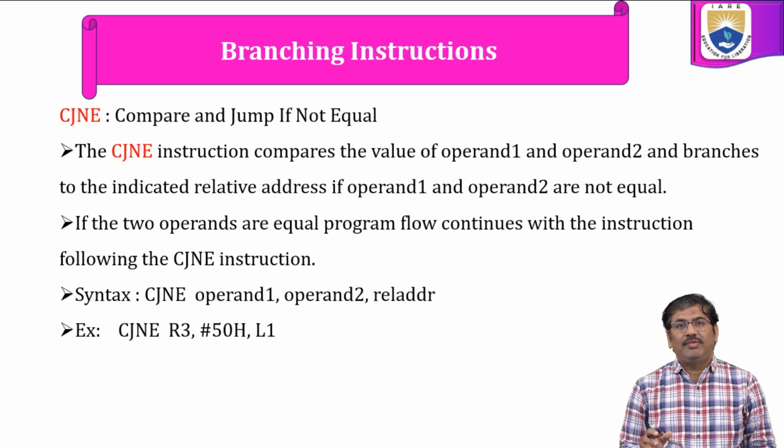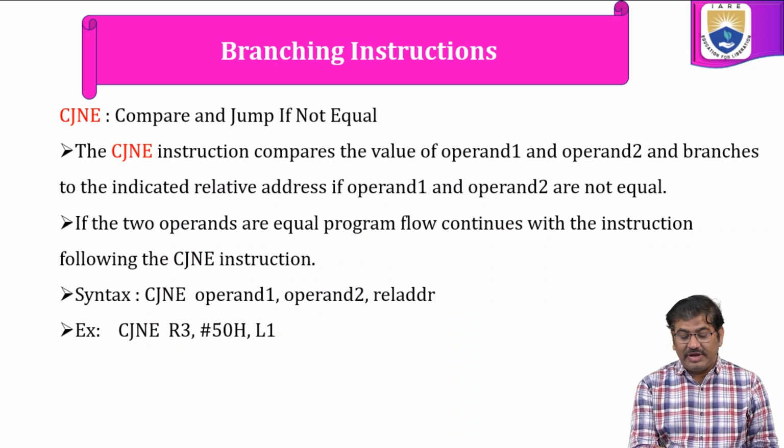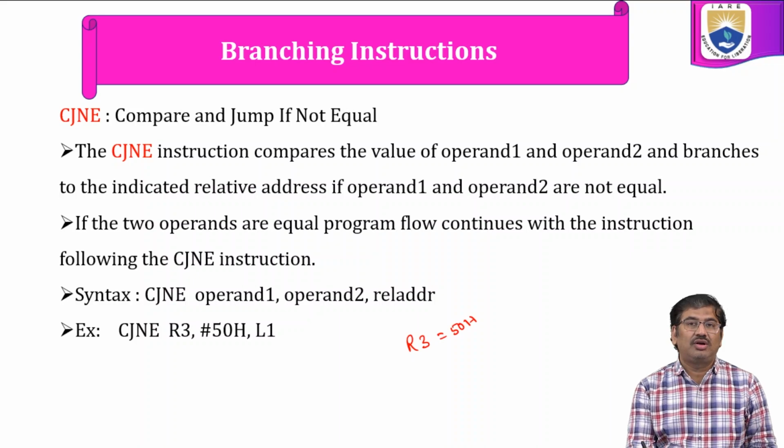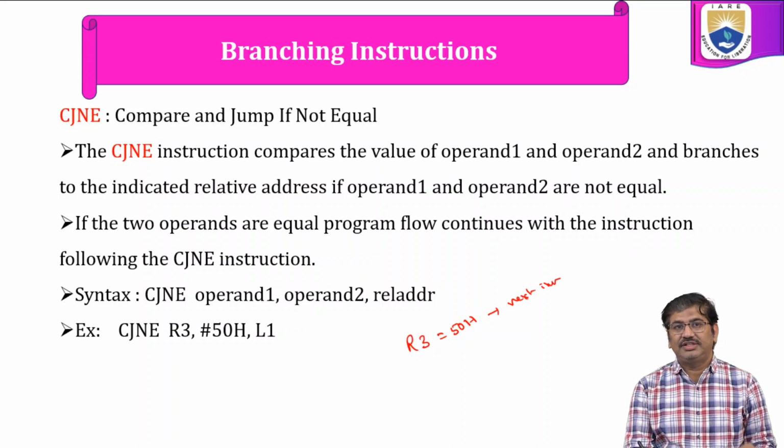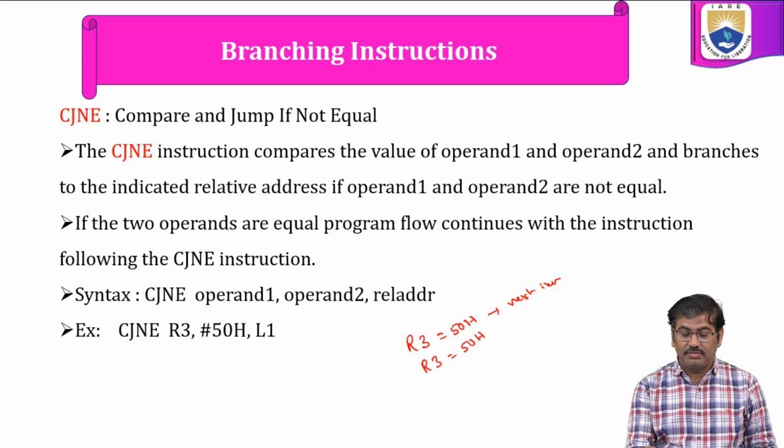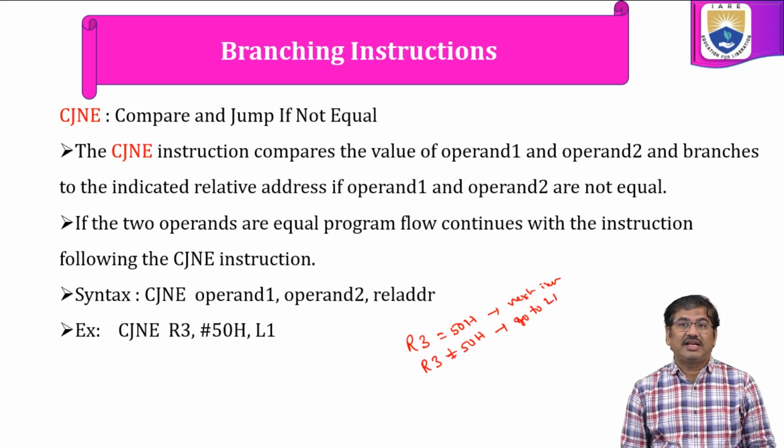So here the microcontroller will check whether the content of R3 is equivalent to 50H or not. If it is 50H, the next instruction will be executed because the condition fails, as we are checking for not equal. If R3 contents are not equivalent to 50H, then the control will be transferred to label 1 because the condition which you are checking is not equal.